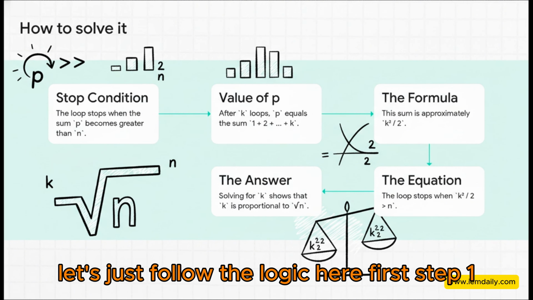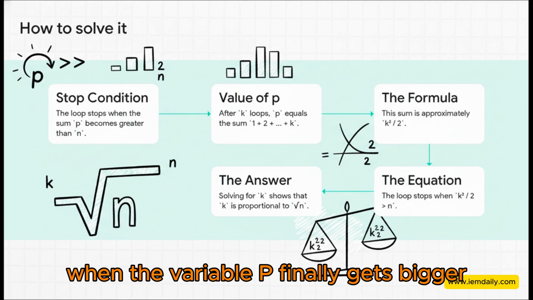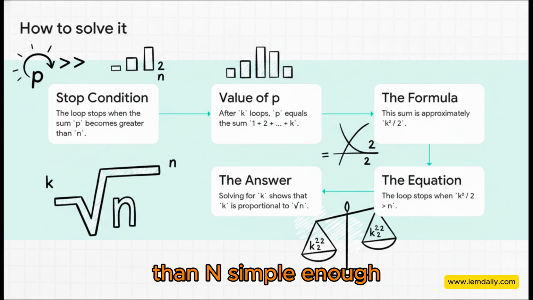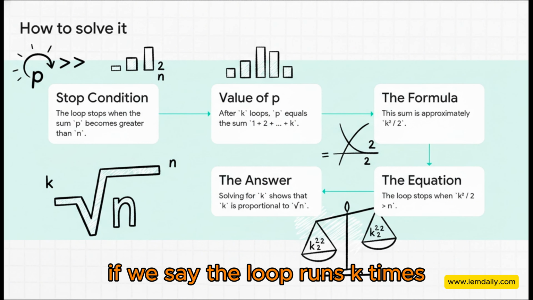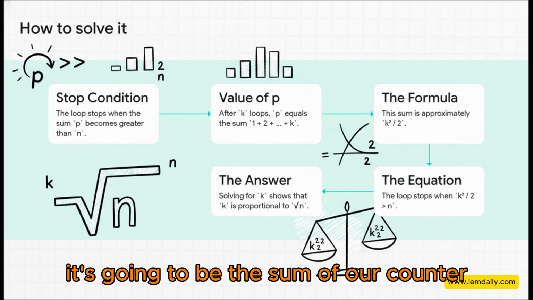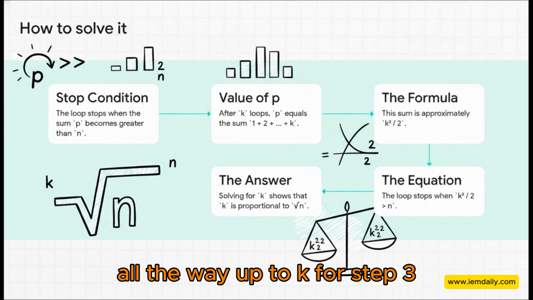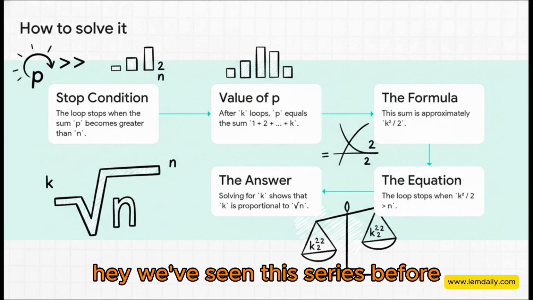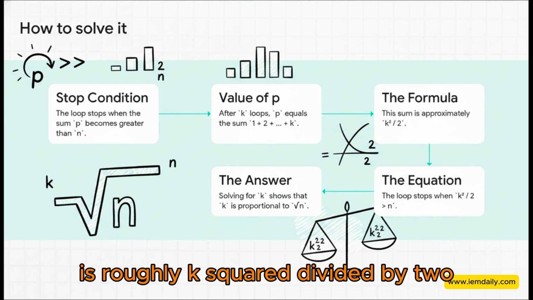First, step 1, we start with what we know. The loop is going to stop when the variable p finally gets bigger than n. Simple enough. Now, step 2, let's think about p. If we say the loop runs k times, what will p be equal to at the end? It's going to be the sum of our counter i from each pass, 1 plus 2 plus 3, all the way up to k. For step 3, hey, we've seen this series before. We know the formula to get that sum is roughly k squared divided by 2.